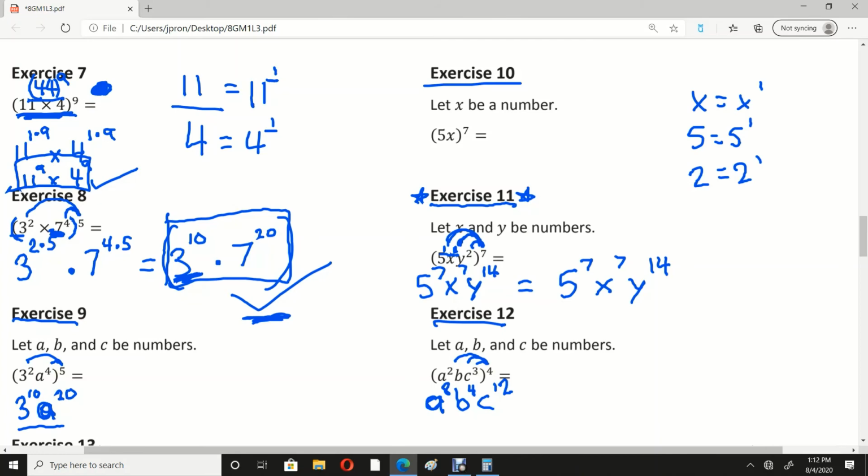In exercise 12, we have 4 on the outside of the parentheses, right here. And we'll distribute that and multiply it times each term's exponent. So we have 4 times 2, a to the 8th power. 4 times 1, remember, it's not nothing. There's a 1 right there. We have 4 times 1, which is b to the 4th. And 4 times 3, c to the 12th.